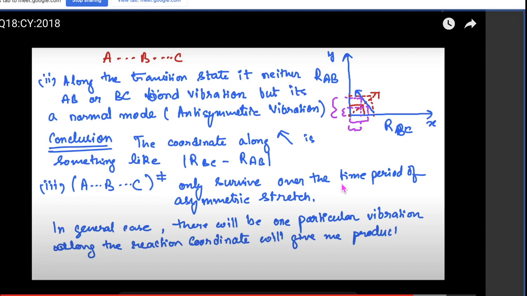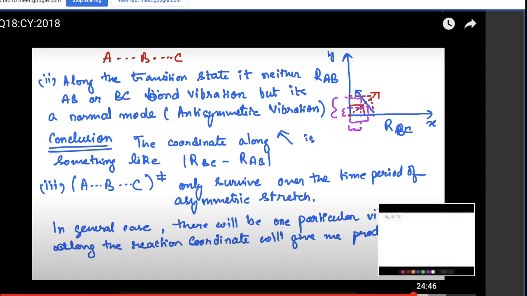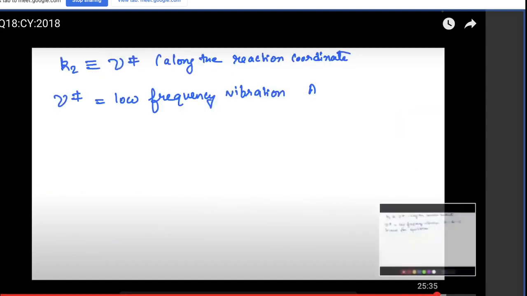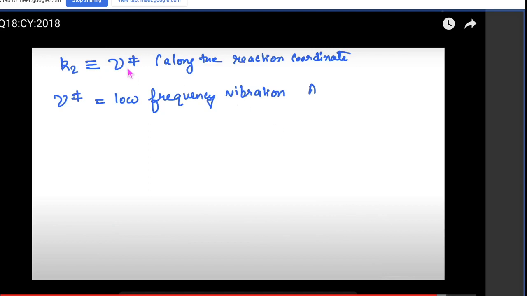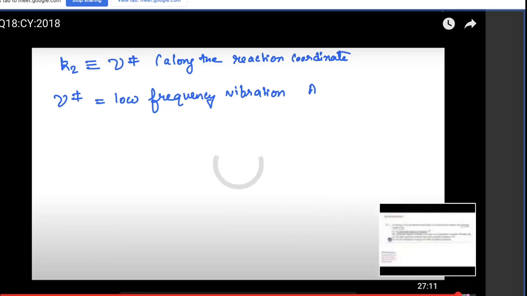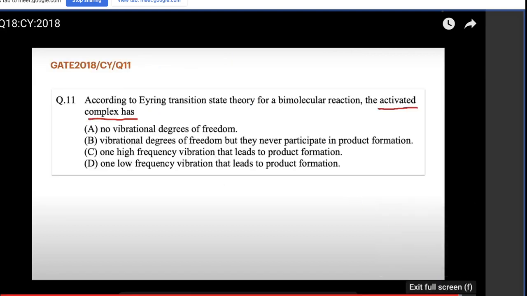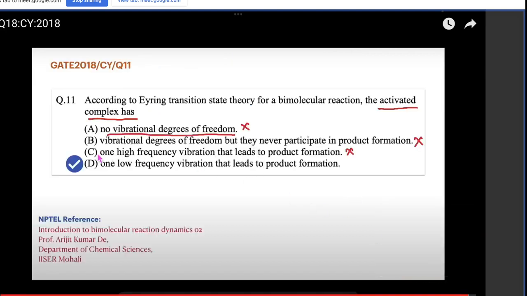And the nature of this vibration is slow, so the frequency that is associated with this, that is mu dagger, is a slow frequency. So finally we see here that one low frequency vibration will lead to the product formation.